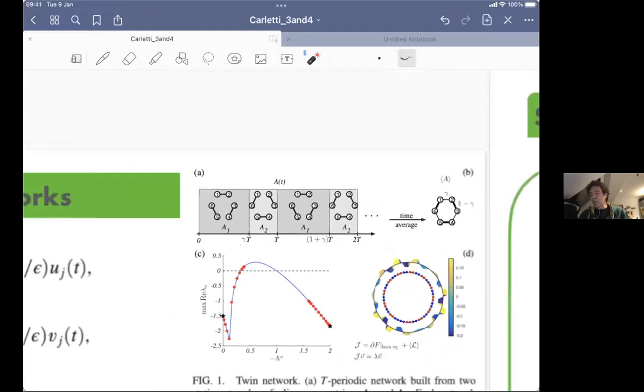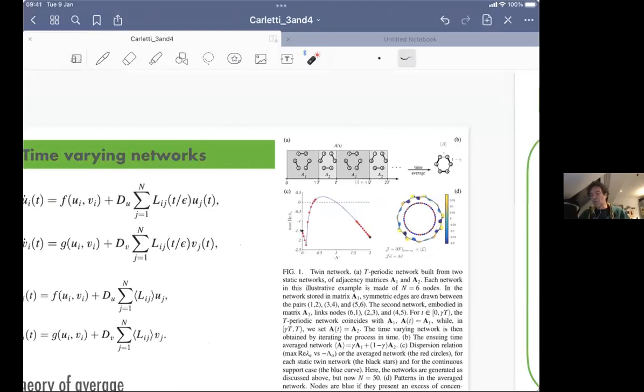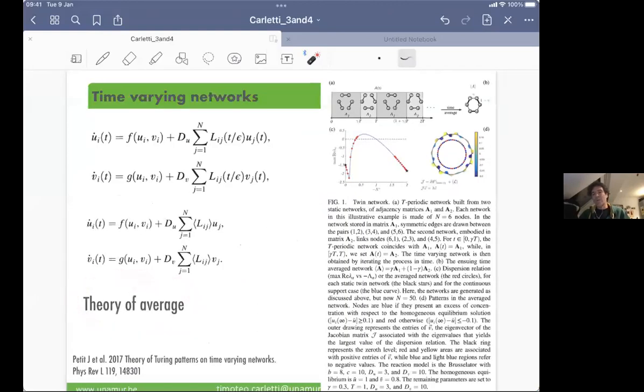And one can prove that if you switch the two networks in such a way, you can use some sort of theory of averaging. This is a theory that tells you that if you switch fast enough, indeed, you are following the average. Then you can prove that even if on each snapshot you cannot have instability, on the average you have instability. So it's again a theorem that we prove where the fast time variation induces this kind of emergence of new solutions.